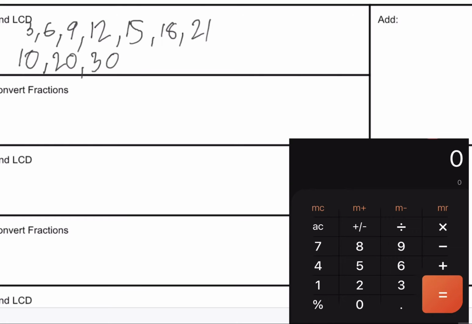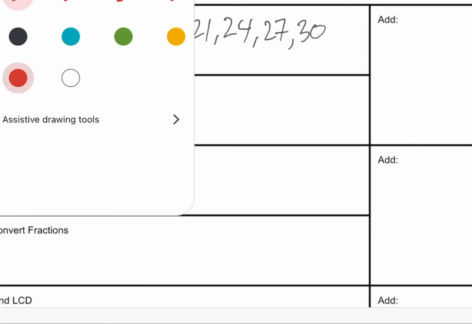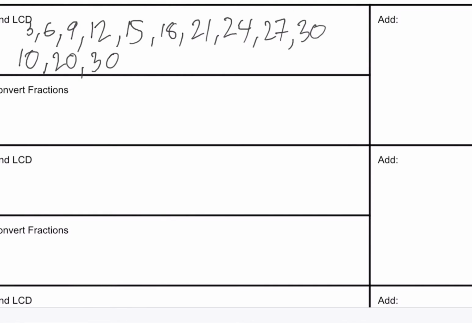So again, I do 3 plus 3, equals 6. Push equals again, equals 9, equals 12, equals 15. Each time I push the equal sign, I get the next one: 18, then 21. Push it again, and now it's going to give me 24, then 27, then 30. Finally.